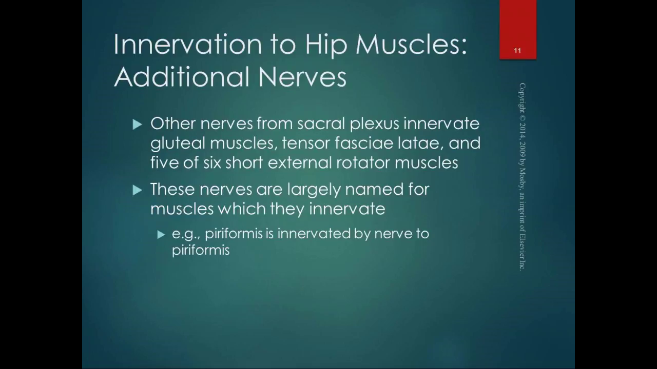So they're largely named by the muscles that they innervate, like the piriformis nerve to the piriformis. The inferior gluteal nerve innervates the gluteus maximus, and the superior gluteal nerve innervates the gluteus medius and gluteus minimus. So when we're talking about the muscles, we will address those particularly. But if you put your hands on the gluteus medius, it is more superior than the gluteus maximus. So superior gluteal nerve for the gluteus medius and inferior gluteal nerve for the gluteus maximus. It makes sense by where they're located.